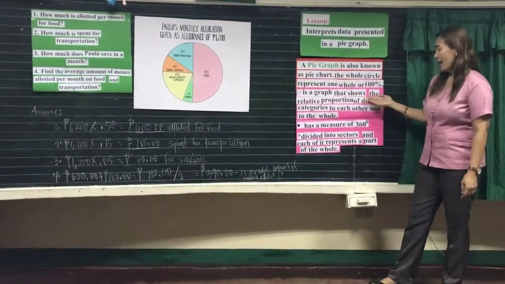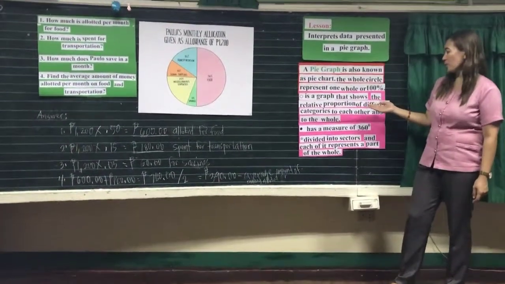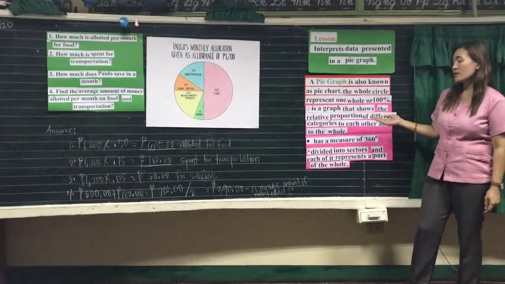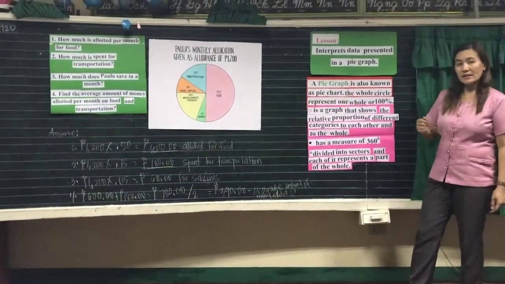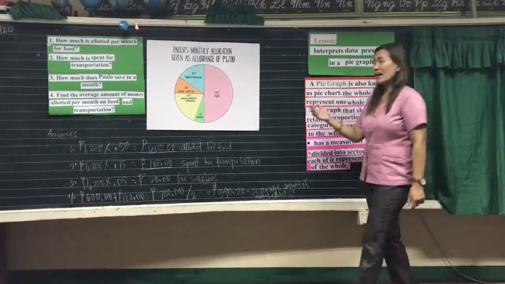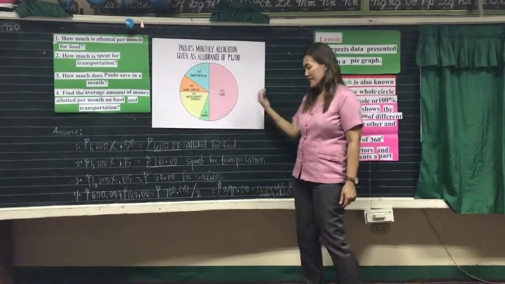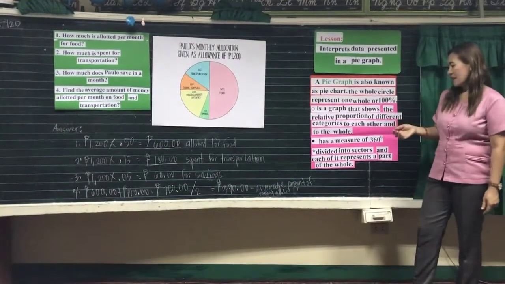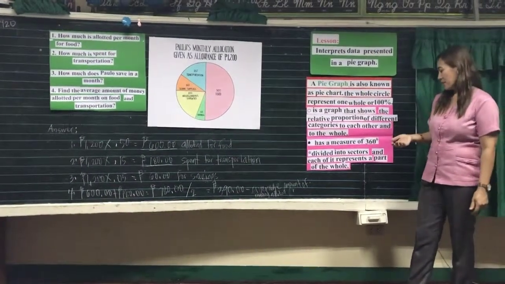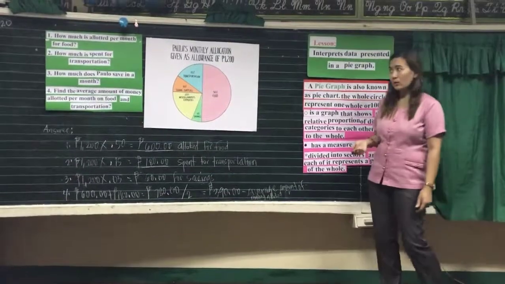It is a graph that shows a relative proportion of different categories to each other and to the whole. And it measures 360 degrees. It is divided into sectors, and each sector represents a part of a whole.